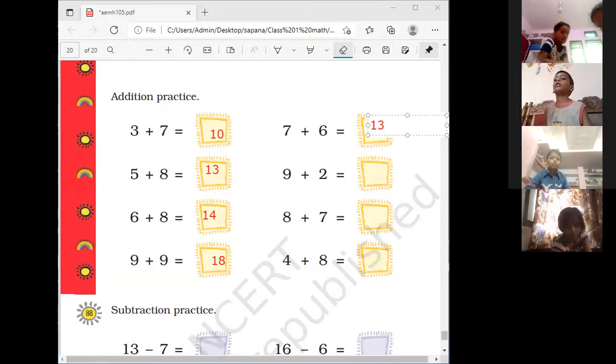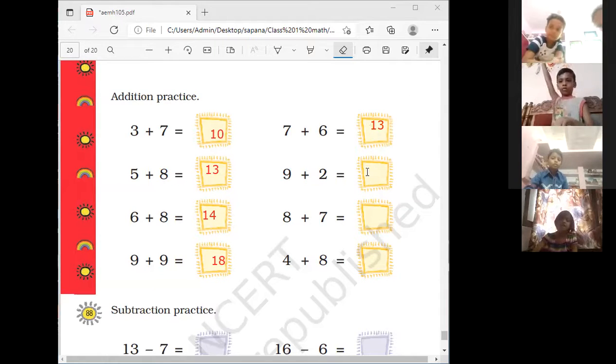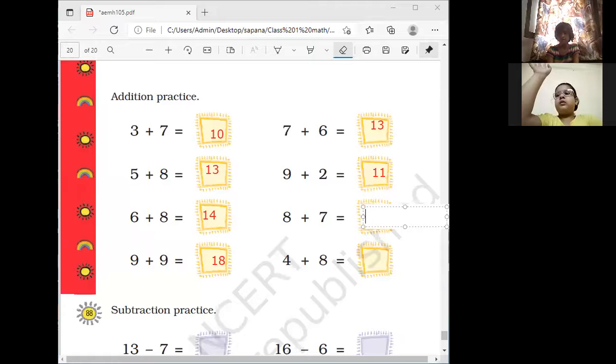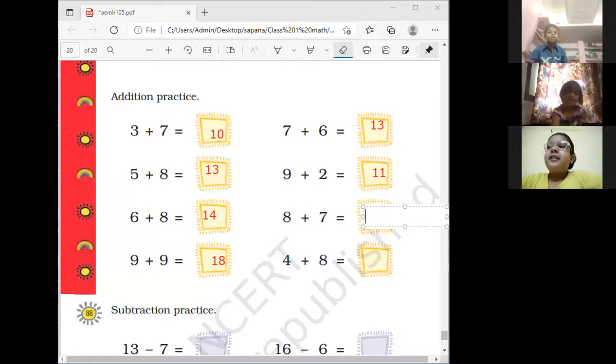9 plus 2. 11. 9 plus 2 is equal to 11. Very good, Anvi. Now 8 plus 7. 8 plus 7 is equal to Janvi, give me the answer. 15. Very good. 15.